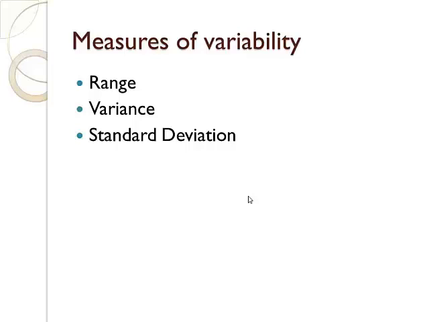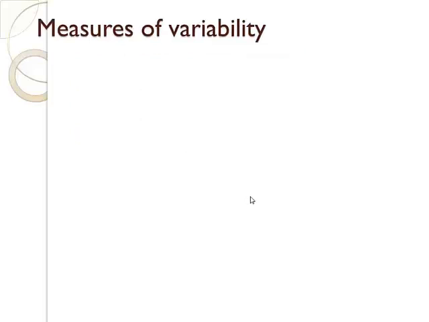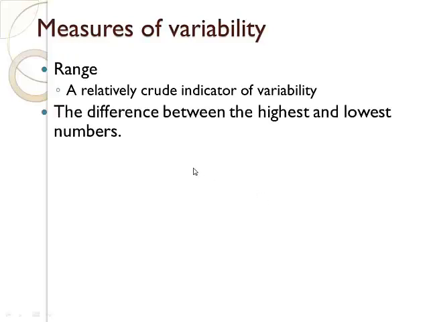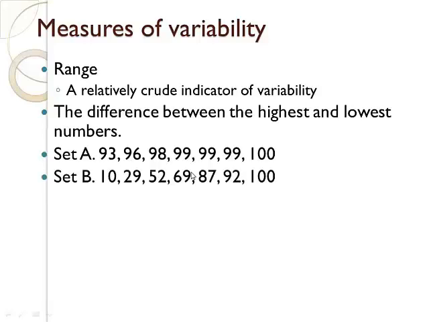And again, I'm expecting that your background has included some use and some learning about these concepts of range, variance, and standard deviation, but I'm going to briefly describe how these work. So the range is a relatively crude indicator of variability. That means it's not really very informative. What it tells you is the difference between the highest and the lowest numbers.